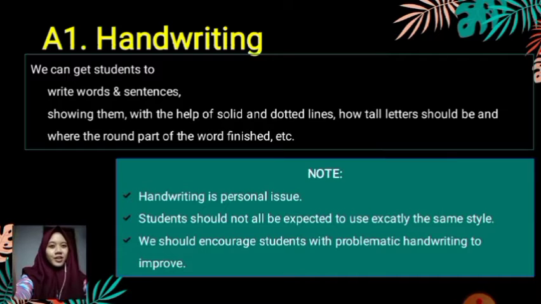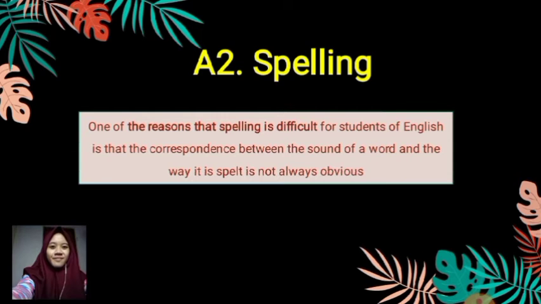The first is about handwriting. In teaching writing, teachers can get students to write words and sentences, showing them with the help of solid and dot lines how tall letters should be and where the round part of the word finishes. But remember, handwriting is a personal issue. Students should not all be expected to use exactly the same style, and teachers should encourage students with problematic handwriting to improve.